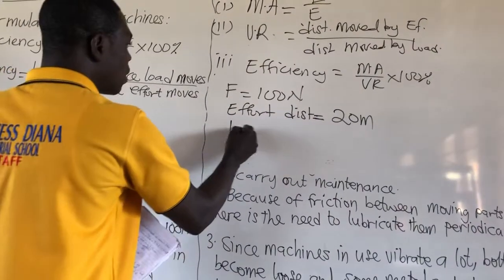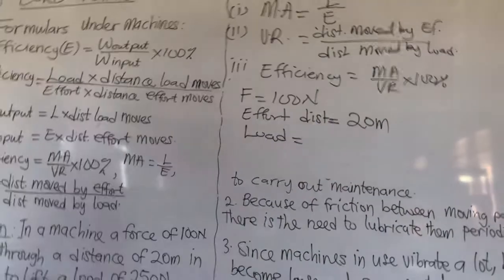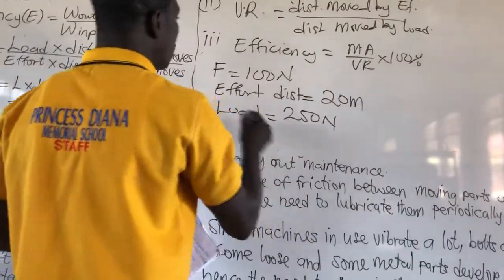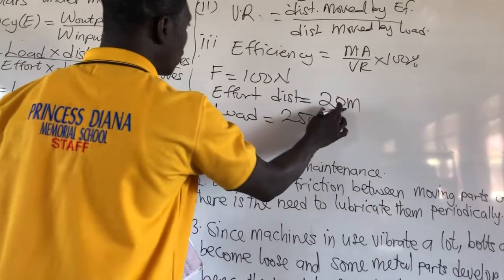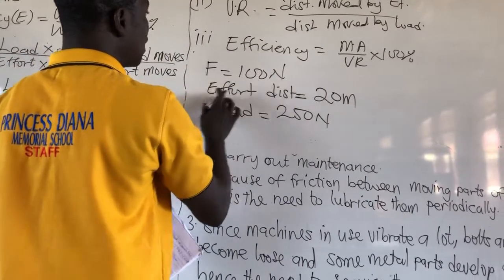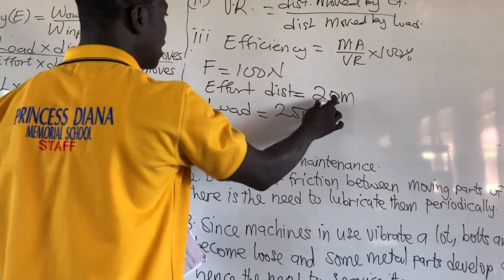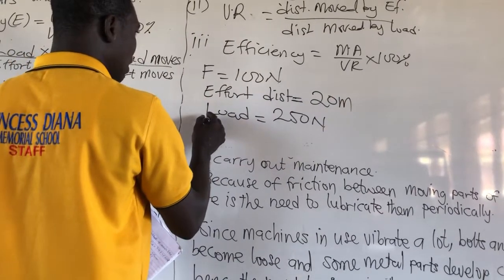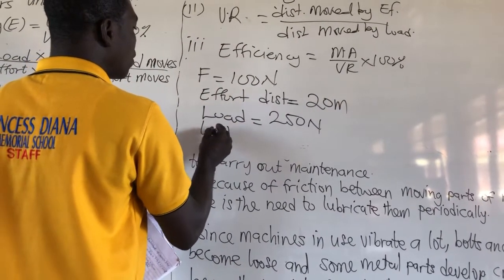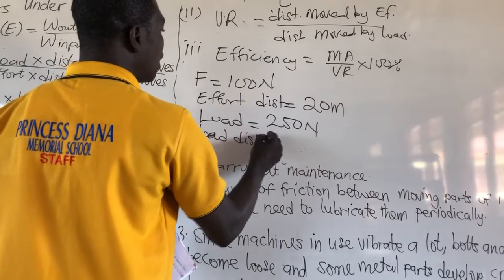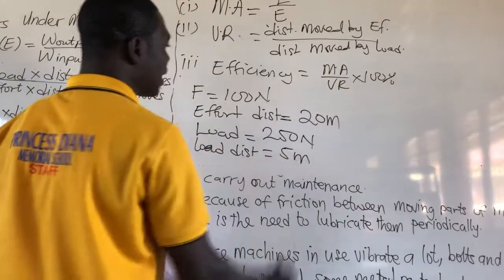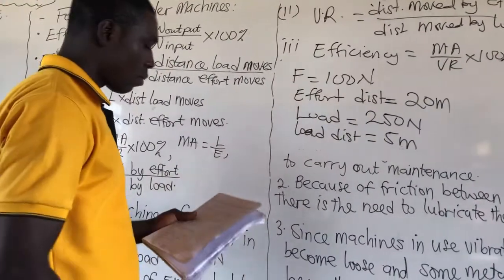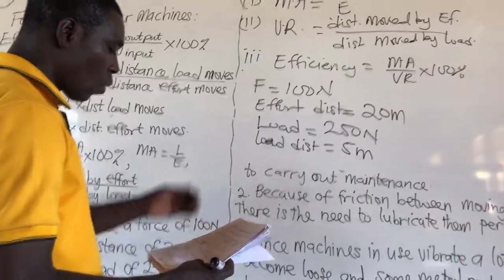Again, the load given in the question was 250 newtons. So the force is 100 newtons, the effort distance is 20 meters, and the load is 250 newtons, and the load distance is given as 5 meters. Remember to add your units. So this is what we have in the question.